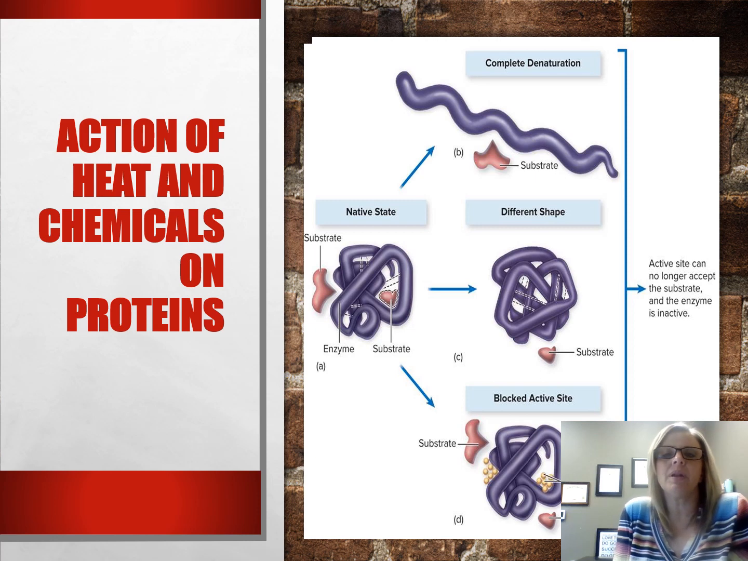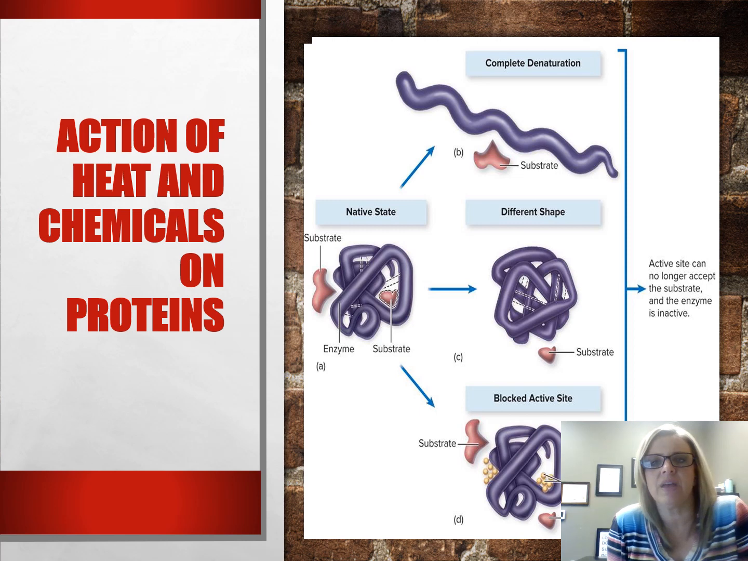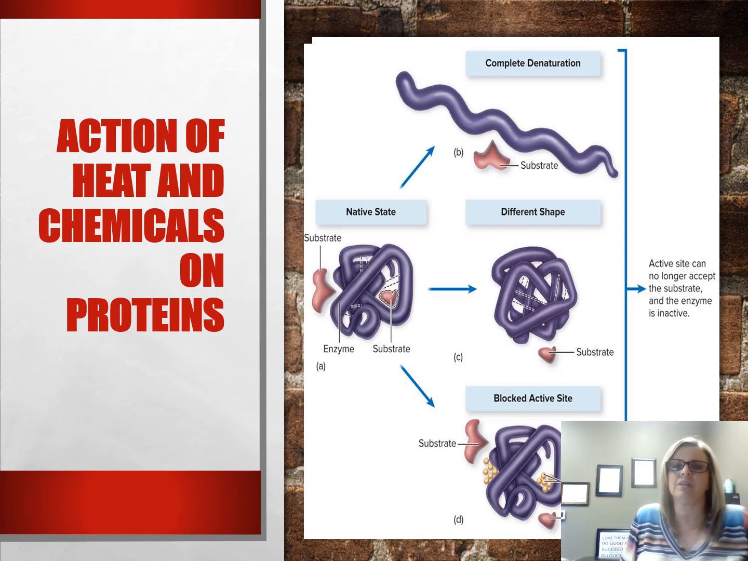So let's talk a little bit about denaturing, okay? And this is the action of heat and chemicals on proteins. We have what we call the native state of a protein, and that is formed by the bonds that create active sites to fit the substrate.